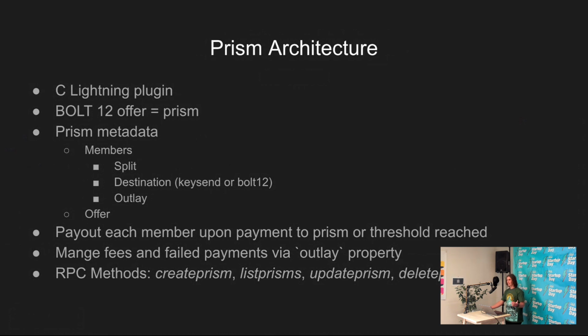We haven't implemented it yet, but there's the idea of implementing a threshold. So each member could have a certain threshold and say you won't pay out a member until they've accumulated 1,000 sats. And so we keep track of that on the outlay. Anytime a payment comes in, we increase their outlay, and once their threshold has been met, then we can pay out. We can also keep track of failed payments this way, because we increment the outlay and then attempt to pay out, but if it fails, then they'll still have that amount in their outlay. So the next time we retry a payment, we make sure that we pay each member what they're owed. And then each Prism also is connected to an offer. That's the receiving offer for that Prism.